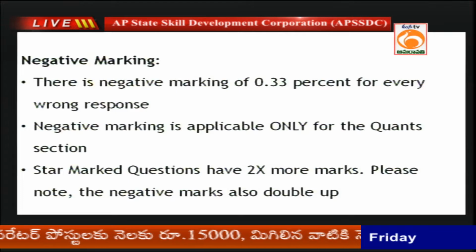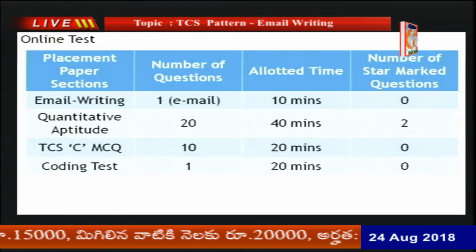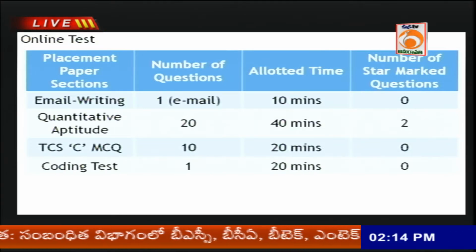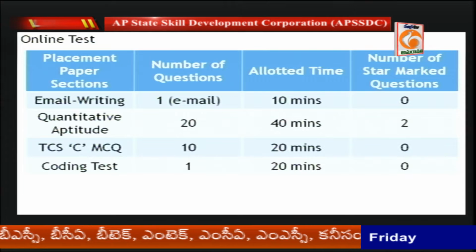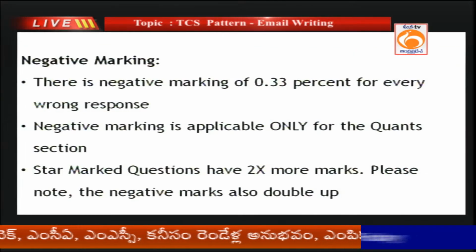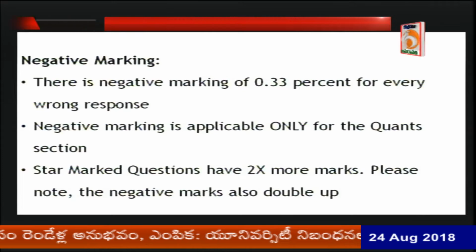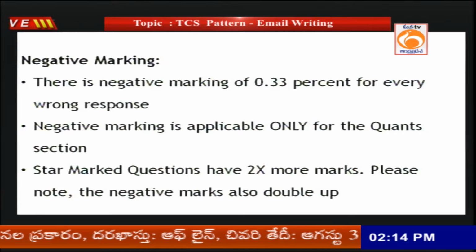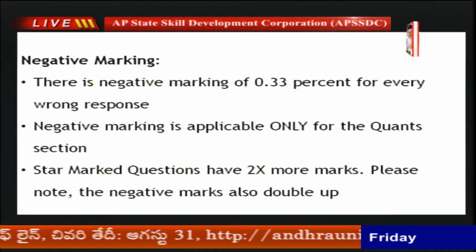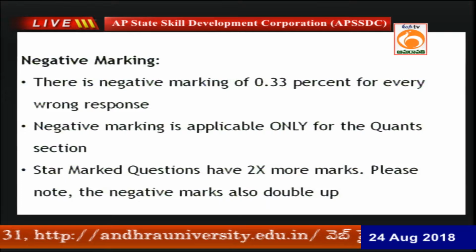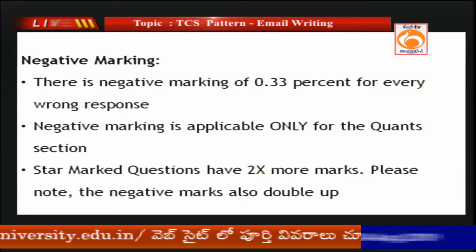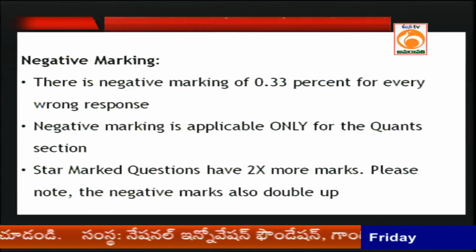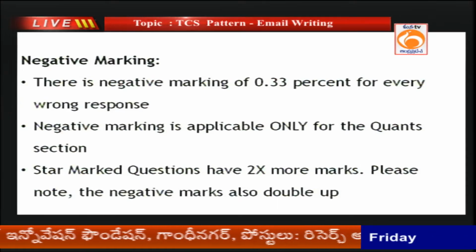Now the point that needs to be noted is, if you go back and check the quantitative aptitude area, it has 2 questions which are star marked. What happens in these 2 questions is, if you answer correctly, you will score double the points. If you answer incorrectly, you will lose double the points, which means if the allocated point is 1 for those 2 star marked questions, you will score 2 points if you answer correctly. But if it's incorrect, it will be minus 0.66. So 2 times the positive marking and 2 times the negative marking.